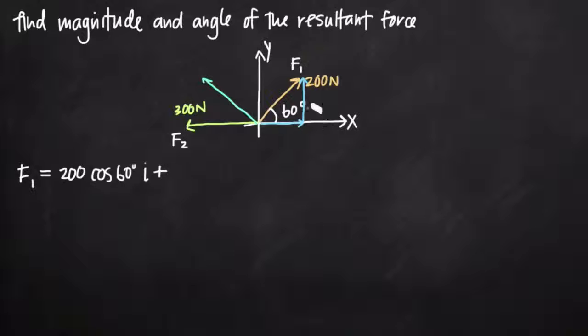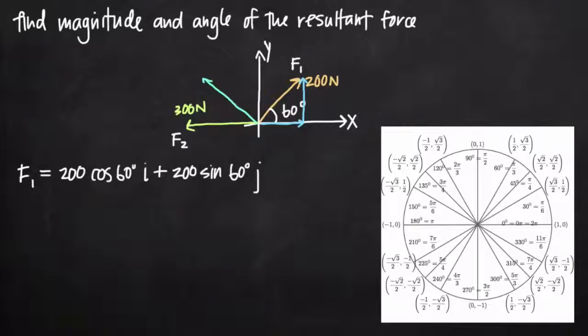Then we're going to add to that this vertical blue vector, which, when we add these two together, gets us our original vector, F sub 1. So we again say the magnitude of 200. This time we multiply by sine of 60 degrees, which gives us the y component, the vertical component. And we multiply that by j, which corresponds to our y component. Now, if we look quickly at our unit circle, essentially what we have here is a vector in the direction of 60 degrees.